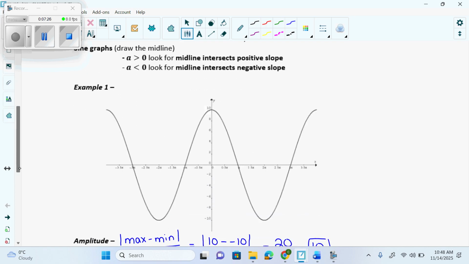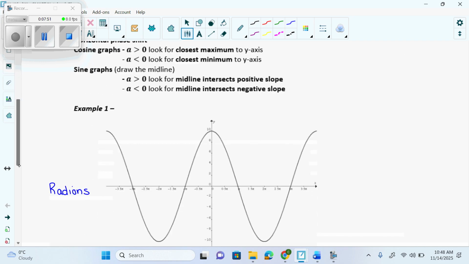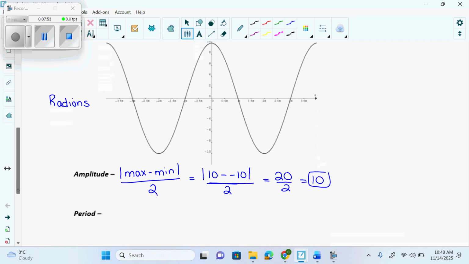So this x-axis and all of the x-axis for all these questions are in radians. And how do I know that? Because none of them have a degree symbol. So every example I've given you is radians. If it was degrees, we'd have to do 360 degrees divided by the period, because these are our two options. So to get b, we either do 2 pi divided by the period, or if it's in degrees, we do 360 degrees divided by the period to get our b. So we have to get the period first in order to get our b value.